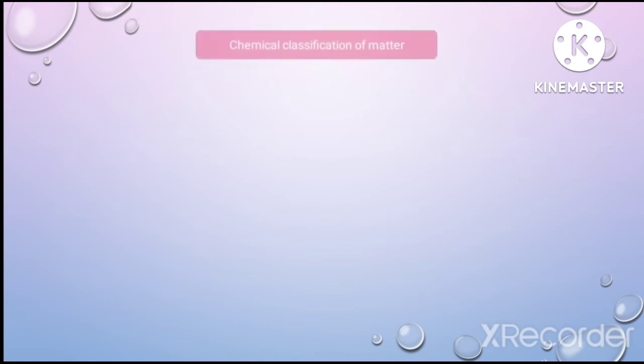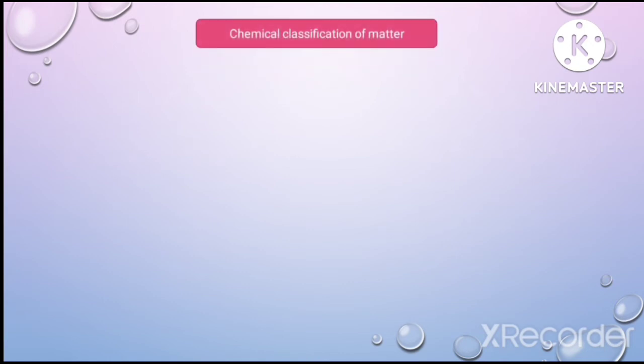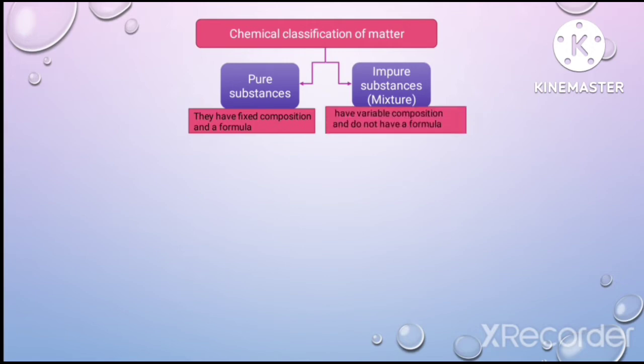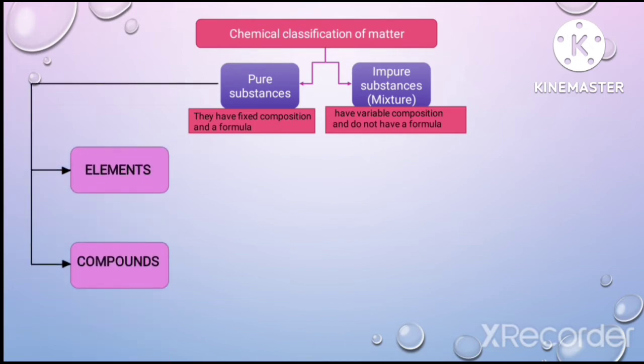Now let's see the chemical classification of matter. On this basis, the matter is classified into two types: pure substances and impure substances. Impure substances are also called mixture. Now what is pure substance? Pure substances have fixed composition and a formula, while the impure substances have variable composition and do not have a formula. Pure substances are further classified into two types: elements and compounds.